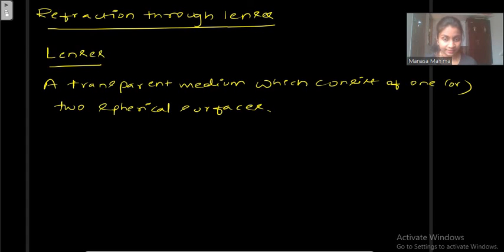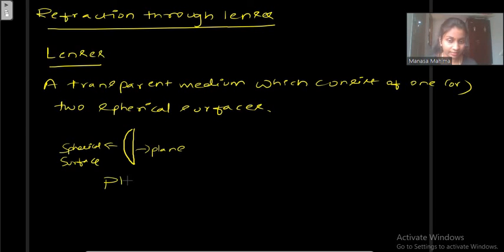I will give an example here. You have to say whether it is a lens or not. If I draw like this, do you call this a lens? Yes, this is a lens. Why? Because it has one spherical surface and one plane surface. This is the plane surface and this is the spherical surface, right? So I will call this a lens, and the name of this lens is plano-convex lens.